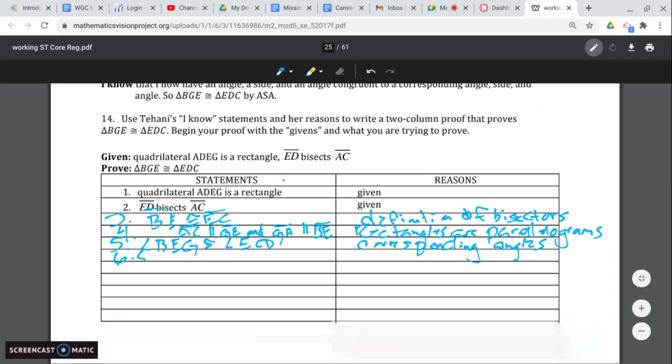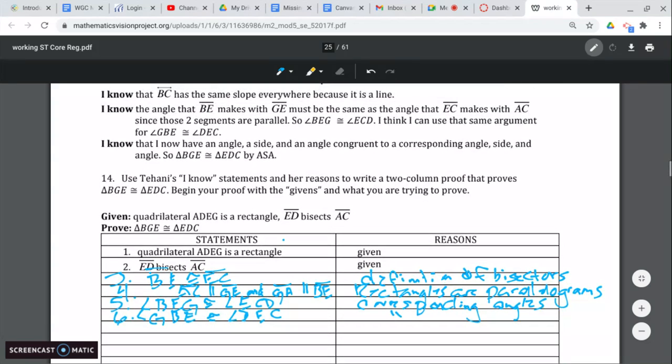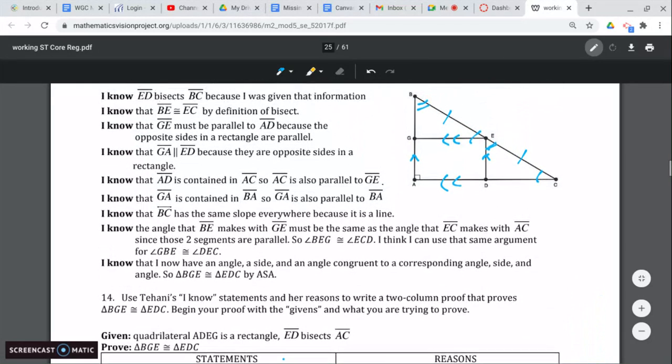So angle GBE, and I know this is really hard to read, hopefully you're doing okay, angle DEC. Once again, corresponding angles. I'm not going to write it a second time, okay? All right, and then the last part. So what we're trying to prove is that triangle BGE is congruent to triangle EDC. So do we have 3 things that are congruent between the two? Yes, we've got 2 angles and a side.